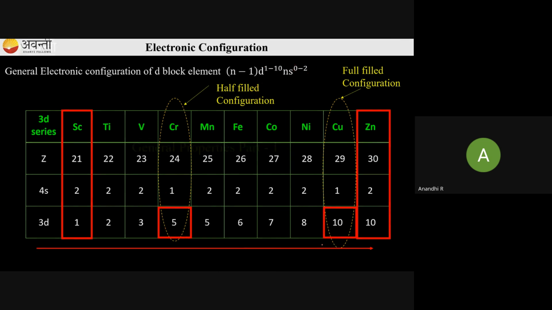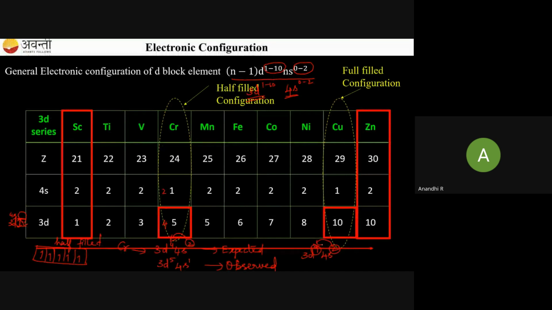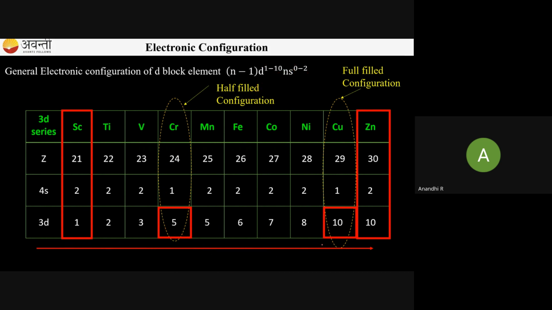For zinc it is 3d10 and 4s2. So any doubt here in the electronic configuration and the exceptions of chromium and copper? Any doubt, students? No doubt. Thank you.